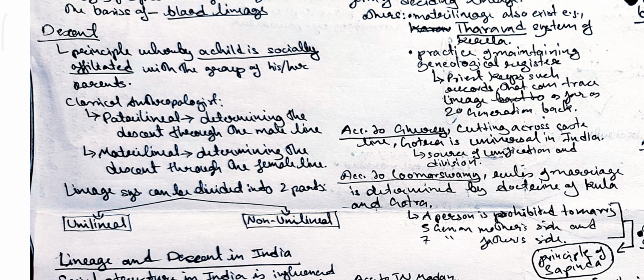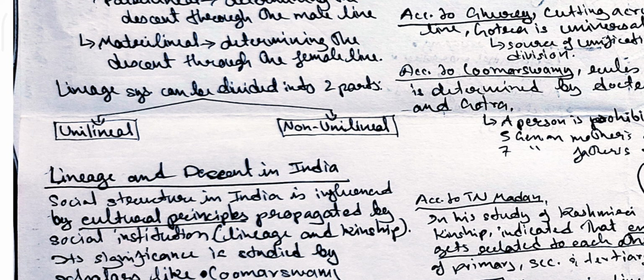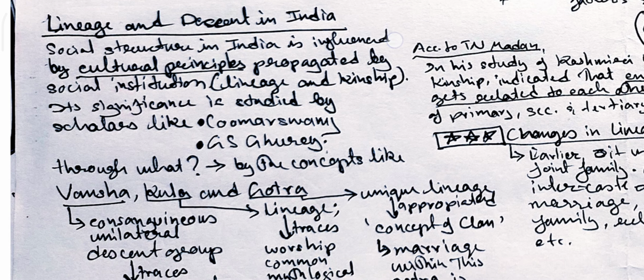Next is descent. In the case of descent, we have to understand the principle whereby a child is socially affiliated with a group of his or her own parents. Classical anthropologists refer to patrilineal as determining the descent through the male line, and matrilineal as determining the descent through the female line. Right? A lineage can also be further divided into two parts, that is unilineal and non-unilineal.